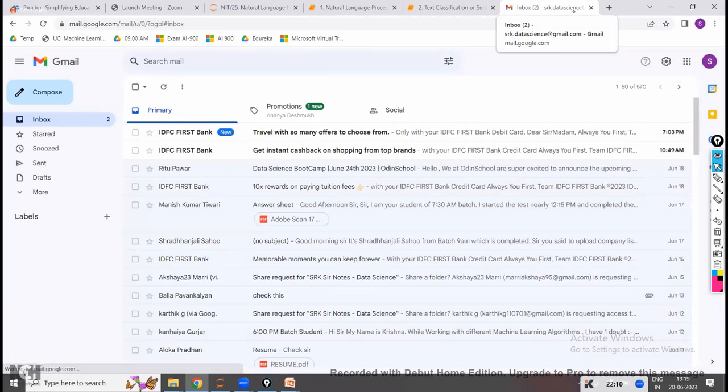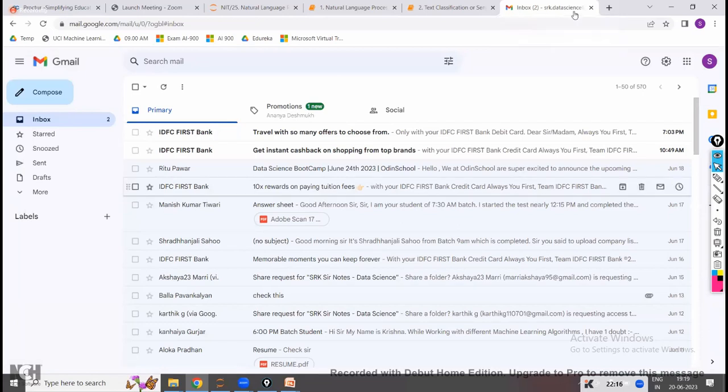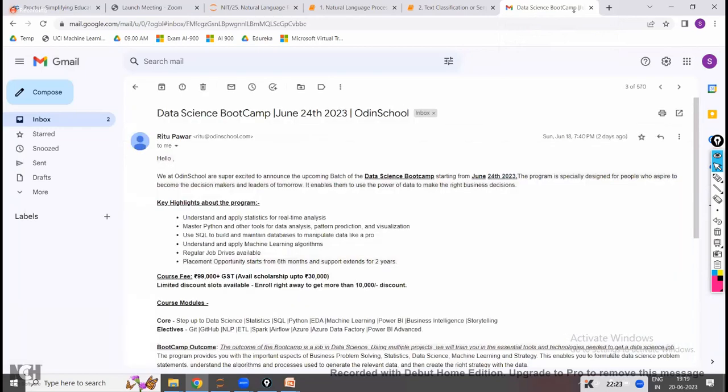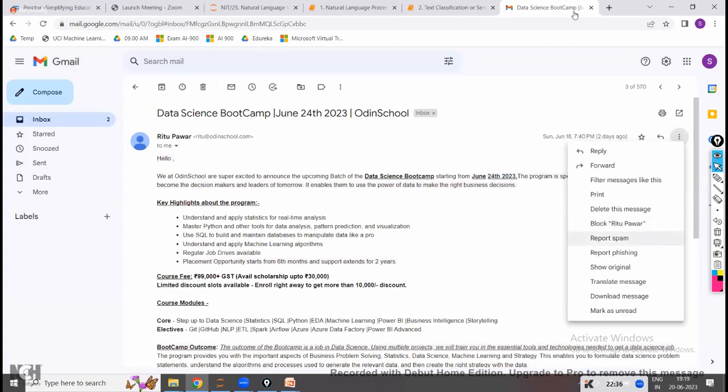Within these mails, if I open this first mail, I have received one mail related to a data science bootcamp from the Wodin school, where I'm the trainer. Here also I'm the trainer. I'll be taking the classes at the weekends. Forget that, let us assume this. I'm going to click on report spam. Don't focus on what is inside, just focus on what I'm saying.